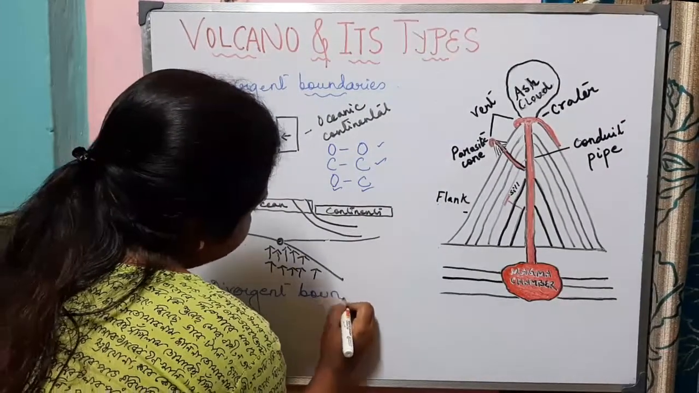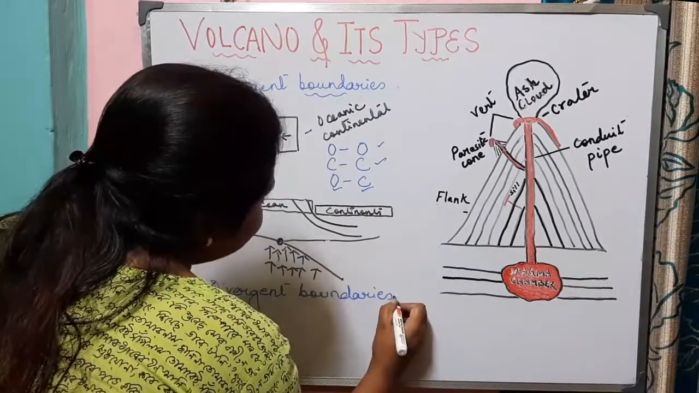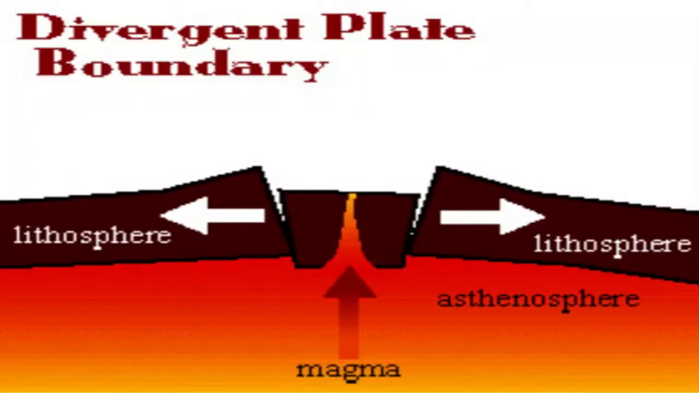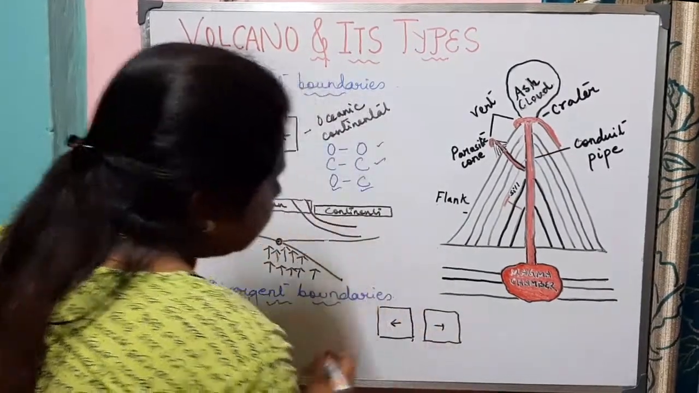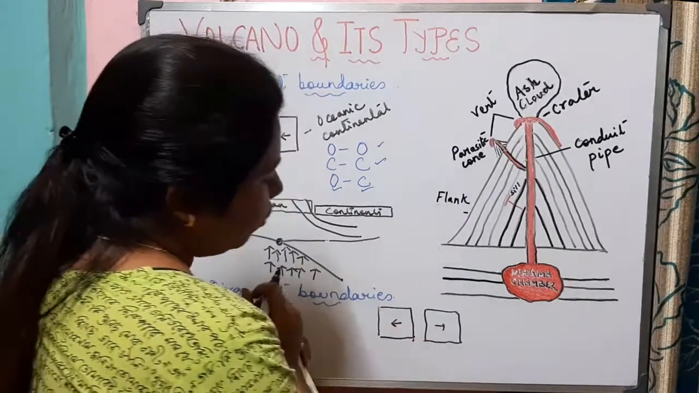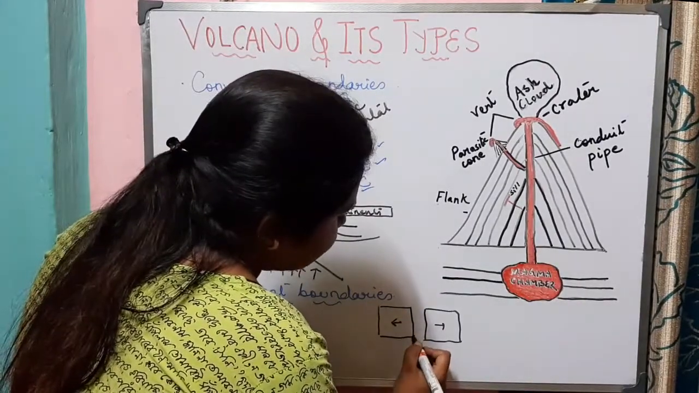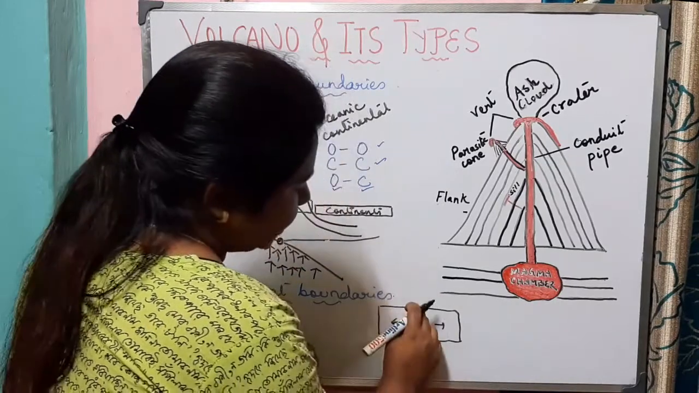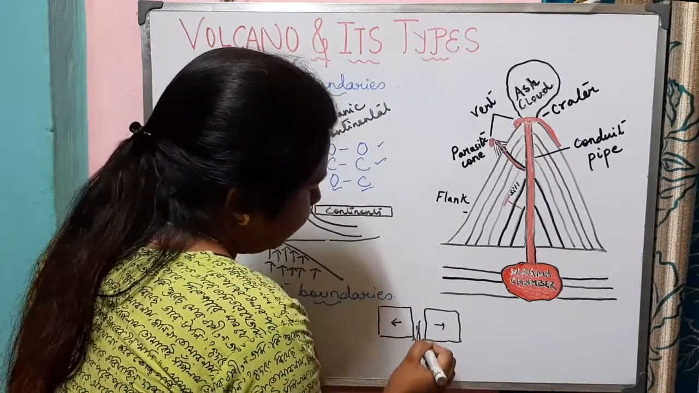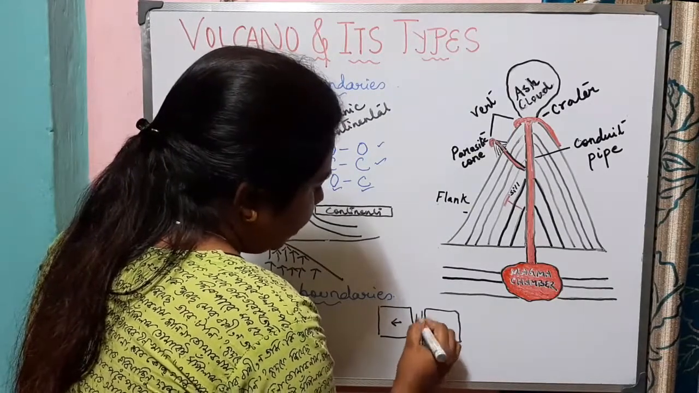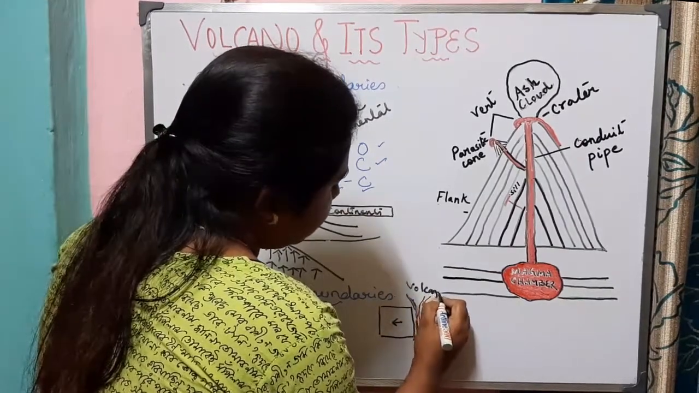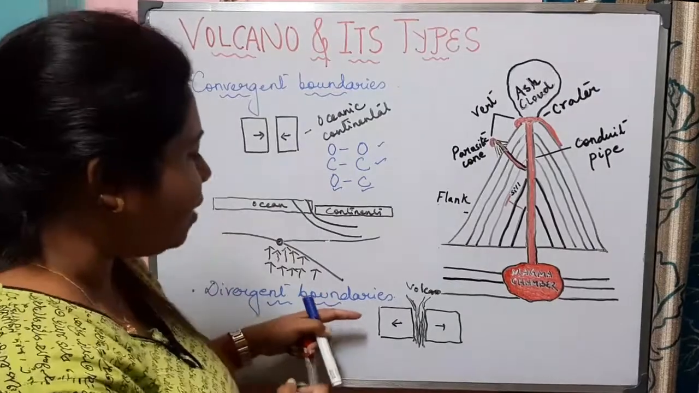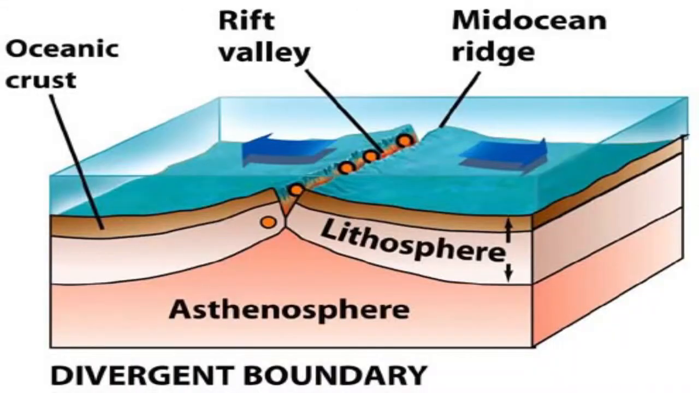Divergent boundaries means when the plates are moving away from each other. So when the plates move away from each other, that is referred to as a divergent boundary. When the plates move away from each other, here we can see that a hollow or a crack is created. The crack will allow the magma to rise up and come out to the surface as a volcano. Due to the divergent plate boundaries, volcanic mountains are formed under the ocean.